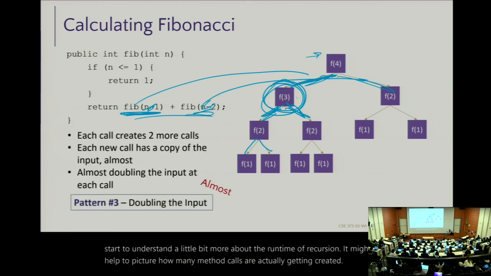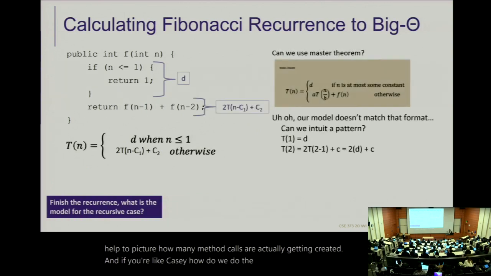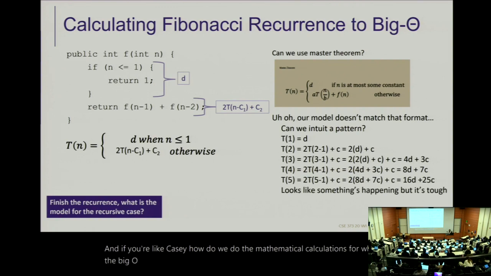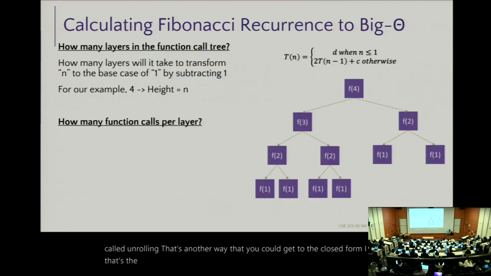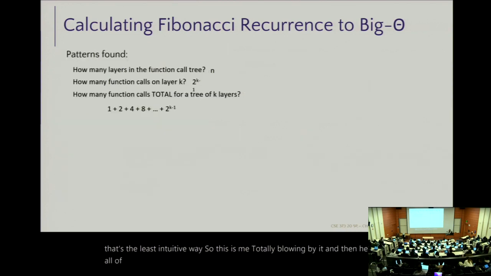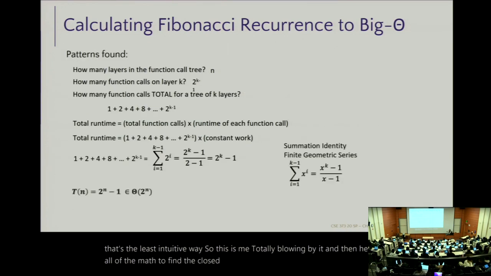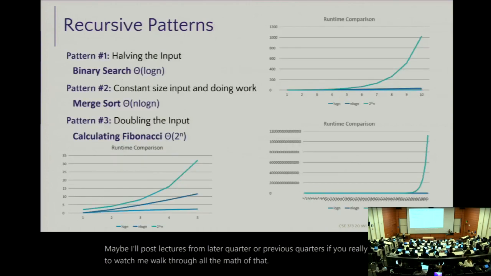And if you're like, oh, Casey, how do we do the mathematical calculations for what the big O runtime of that is? Well, you could just plug and chug. This is a method called unrolling. That's another way that you could get to the closed form. I think that's the least intuitive way, so this is me totally blowing by it. And then here is all of the math to find the closed form of the recursive thing. And there you go. It was 2 to the n, as it turned out. Maybe I'll post lectures from later this quarter or previous quarters if you really want to watch me walk through all the math for that. Here are also some graphs.